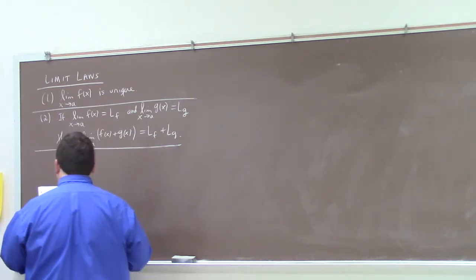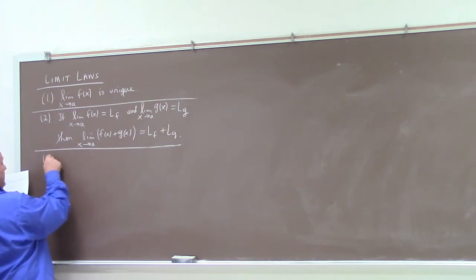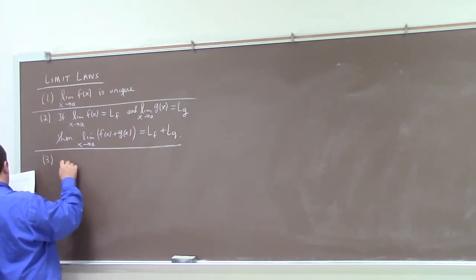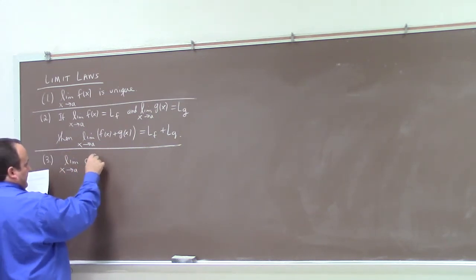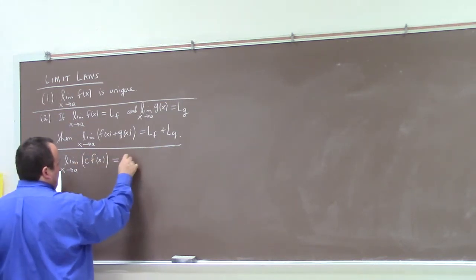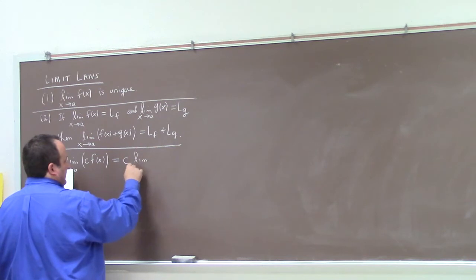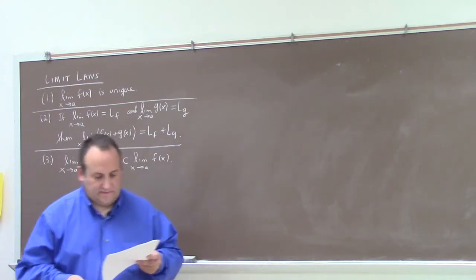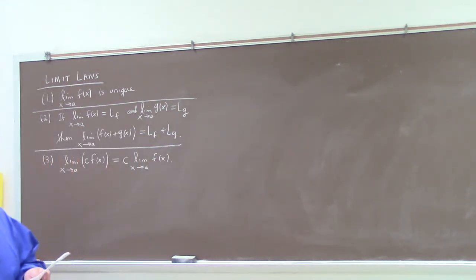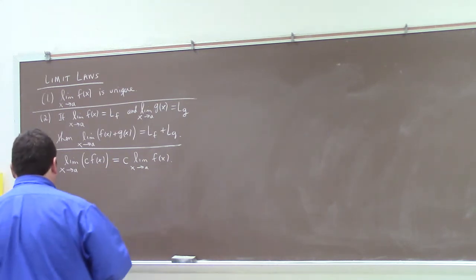Three says that the limit as x goes to a of a constant times f of x is equal to that constant times the limit as x goes to a of f of x. Of course, supposing that that limit exists. So you can pull constants out of a limit. Four I won't write out, but four says that basically items 2 and 3 extend over finite linear combinations. So item 4 says you can keep doing this, more of the same.